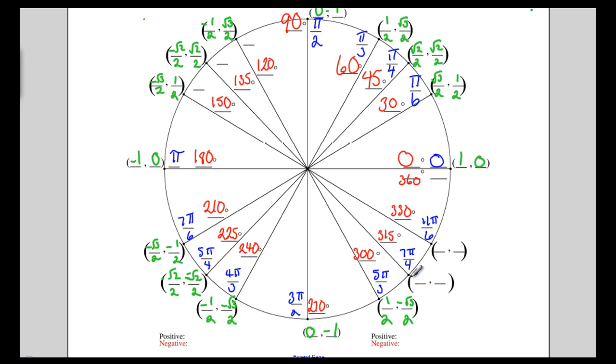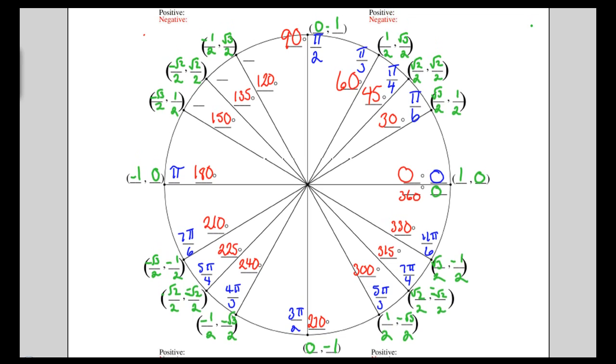Negative root 2 over 2 becomes positive root 2 over 2 and negative root 2 over 2. And finally negative root 3 becomes positive root 3 over 2, and minus 1/2. The last example, once we get to 360, we've gone fully around the circle, so that becomes 0 radians once again. And this is our unit circle.